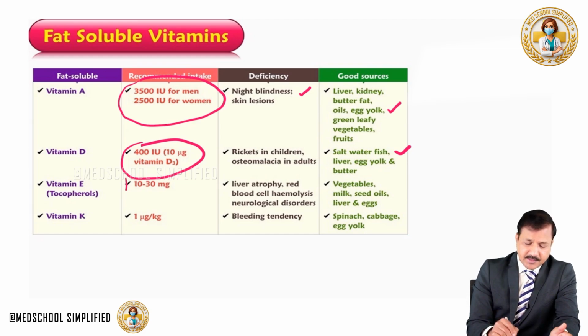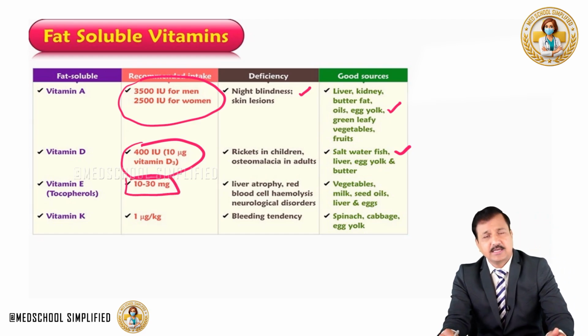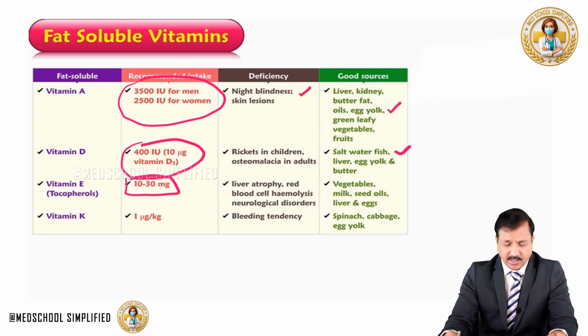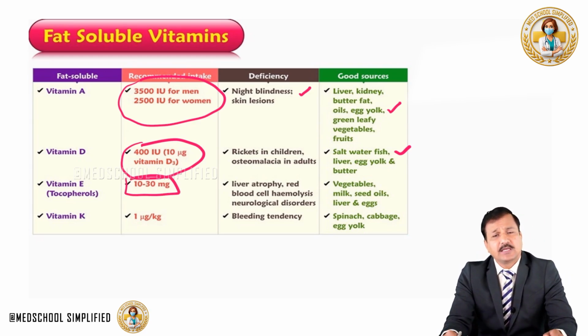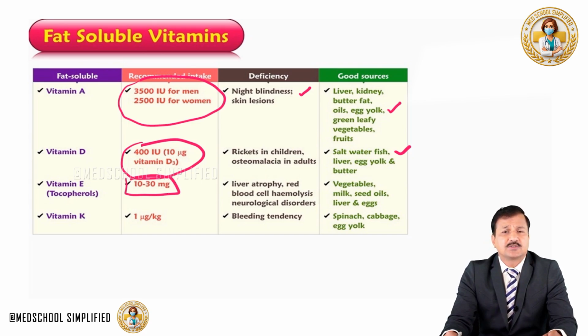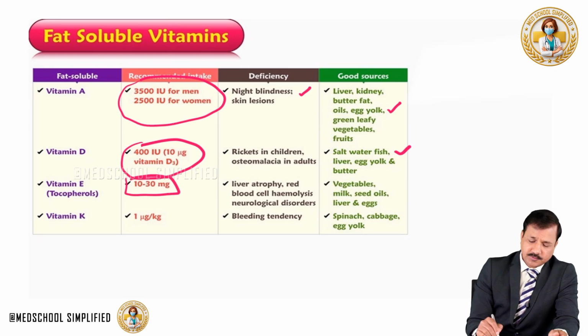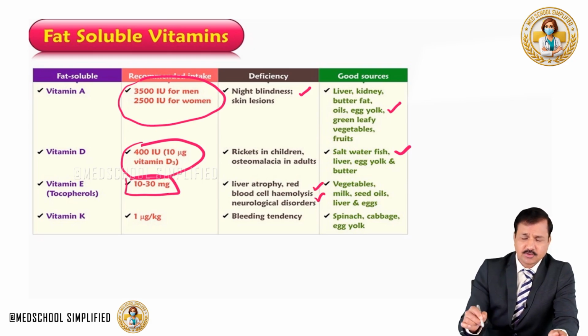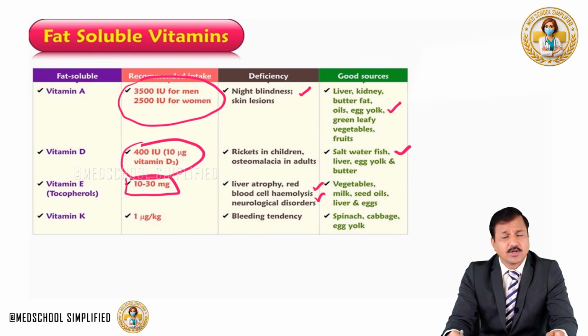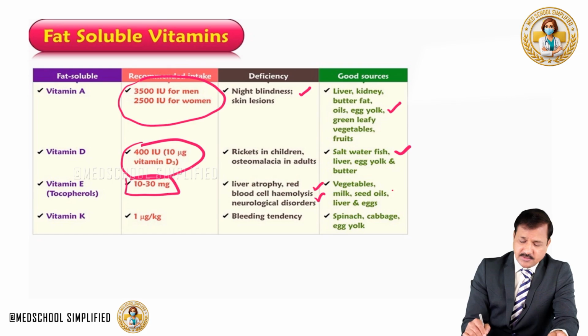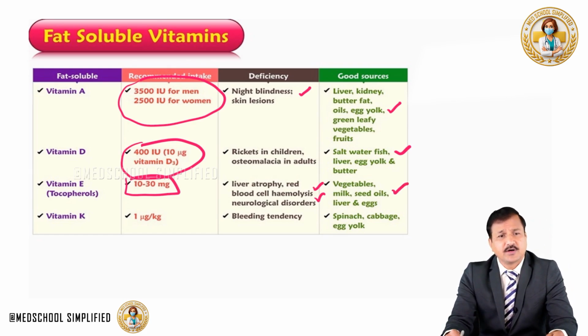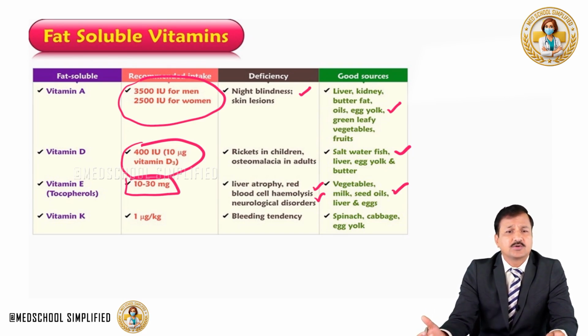Coming to vitamin E, 10 to 30 milligrams of vitamin E is the recommended dietary allowance. Deficiency of vitamin E will lead to damage to the cell membrane, like red blood cell membrane damage, giving rise to hemolysis. There will be damage to muscle membrane, giving rise to rhabdomyolysis. There can be damage to the nerve cell membrane, giving rise to peripheral neuropathy signs. Vegetables are good sources of vitamin E, and also vegetable oils, nuts and seeds.